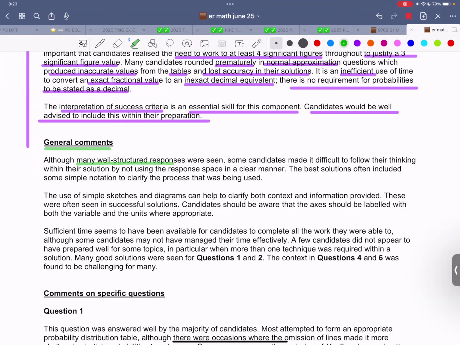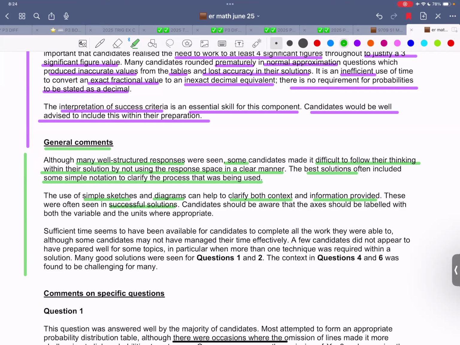Although many well-structured responses were seen, some candidates made it difficult to follow their thinking within the solution by not using the response space in a clear manner. People think that teachers focus a lot on clarity. I mean, it's of no use. Who will care? They do care, as you can read it over here. The best solutions often included some simple notation to clarify the process that was being used. The use of simple sketches and diagrams can help to clarify both the context and the information provided. These were often seen in successful solutions.